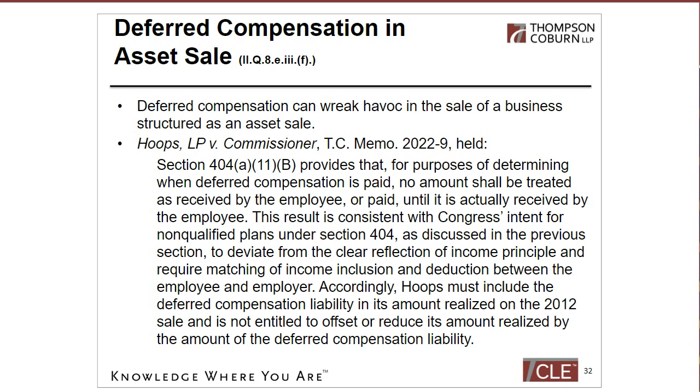What happened in this Hoops case in 2022 is that the seller was deemed to have their liability discharged. They had a liability on the balance sheet to pay the deferred compensation. That was a discharge of liability, so that was considered to be proceeds from an asset sale. On the other hand, what about the deduction for the deferred compensation payment? Well, you don't get to deduct deferred compensation until the employee recognizes income, and the asset sale did not trigger the recognition of the income by the employee. So basically, the seller had phantom income. They had discharge of liability proceeds without having received any cash at all. And ironically, the buyer got the deduction instead of the seller.